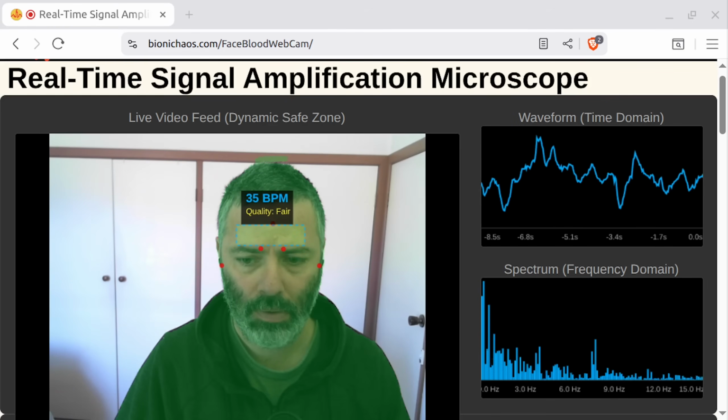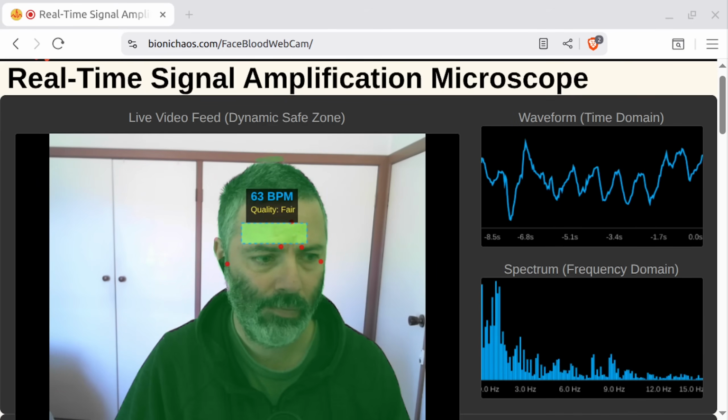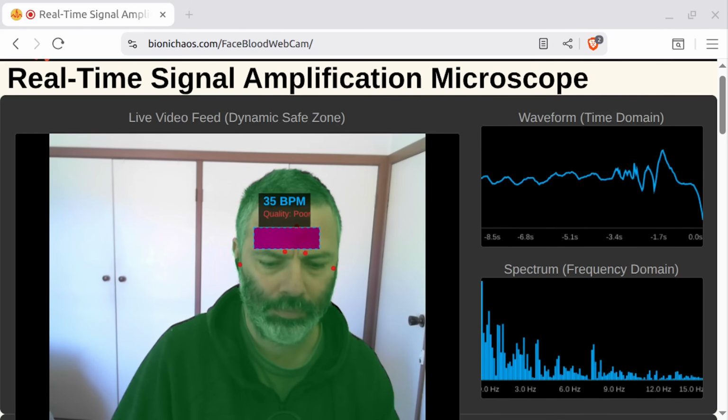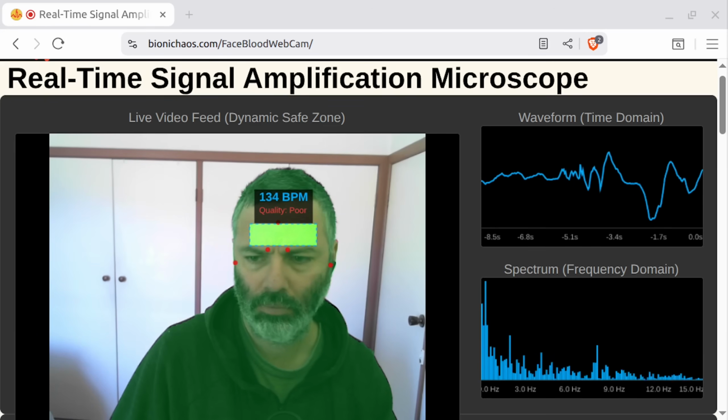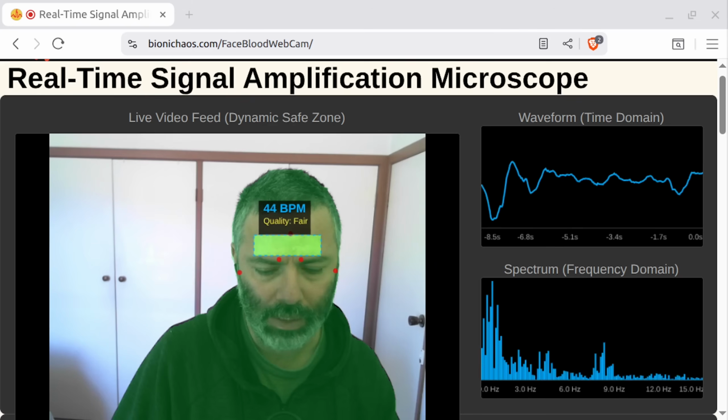A screen displaying a real-time signal amplification microscope. It shows a live video feed of a person with a heart rate of 35 BPM and fair quality, along with waveform and spectrum graphs. So what do I do? What do I need to do for the quality to go higher?